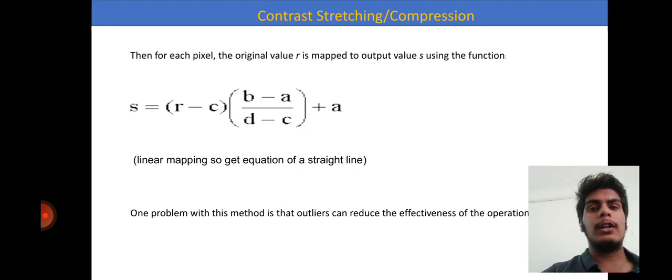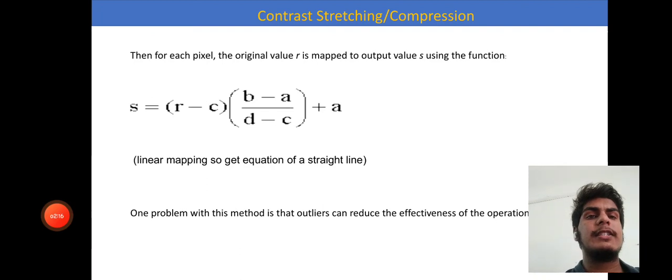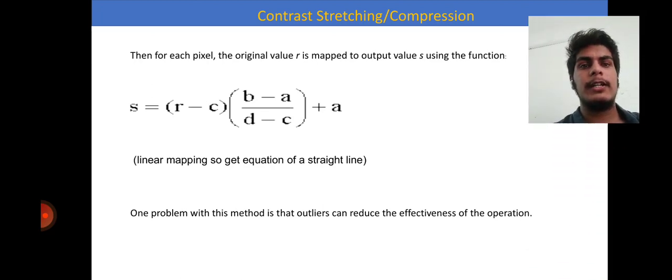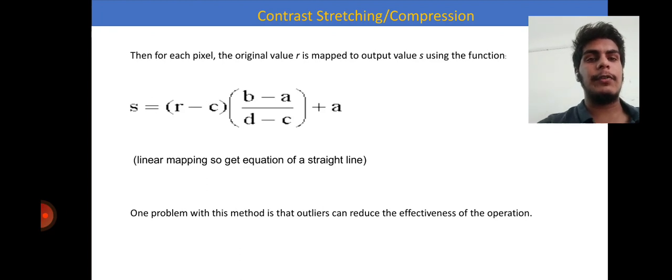Then for each pixel, the original value R is mapped to the output value S using this function: S equals (R minus C) times ((B minus A) divided by (D minus C)) plus A. It is a linear mapping, so we get the equation of a straight line, in the form y equals mx plus c. One problem with this method is that outliers can reduce the effectiveness of the operation.